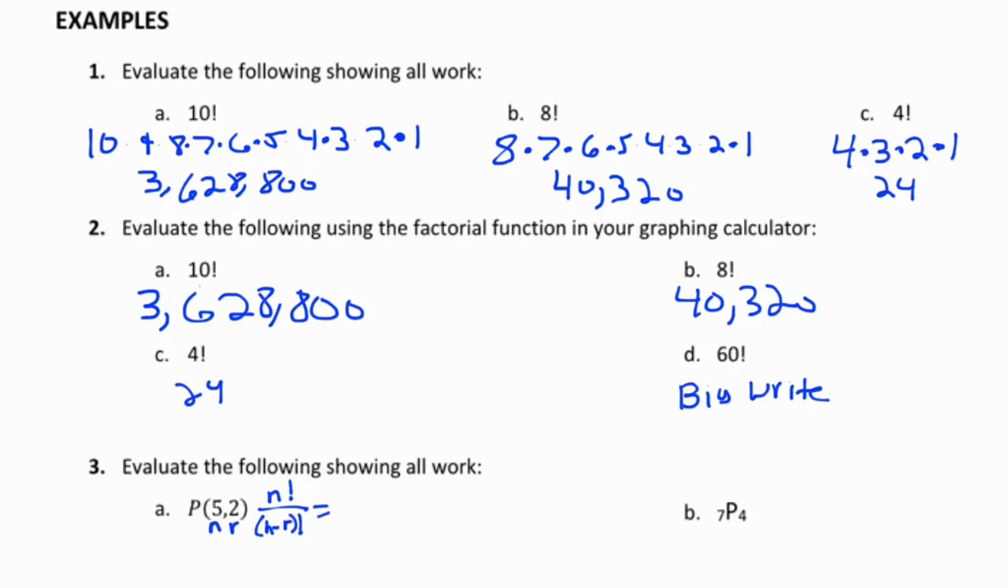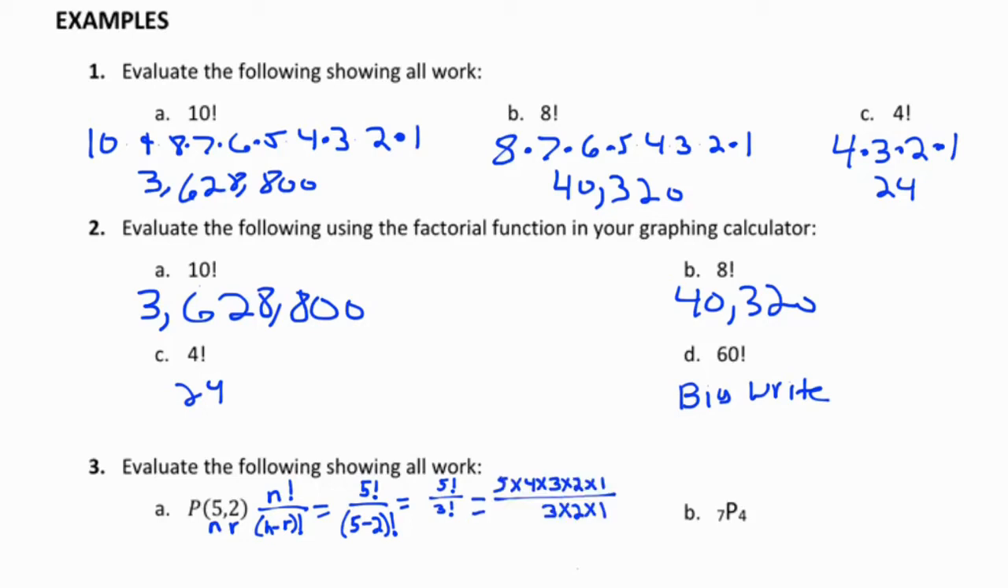So let's go ahead and do this. So N is going to be 5. 5 minus 2 is going to be 3. So you should end up getting 5 factorial over 3 factorial. And then I'm going to show you how this works out longhand. So remember, 5 factorial means I'm doing 5 times 4 times 3 times 2 times 1.